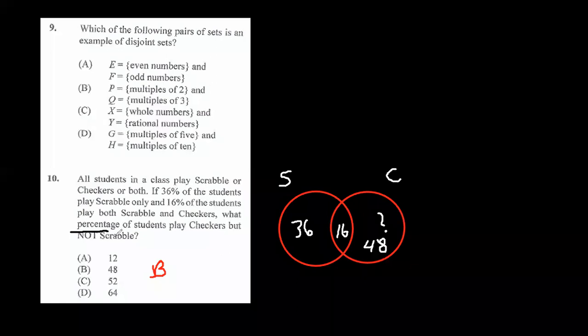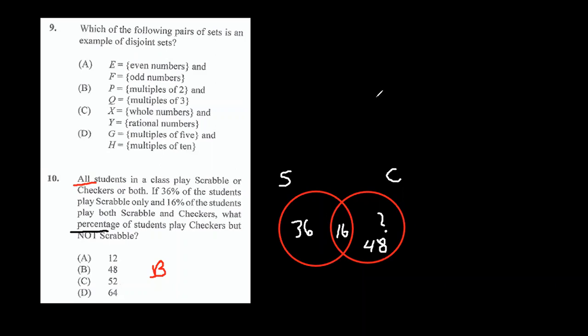So the elimination, we can definitely eliminate when we realize the number doesn't add up to 100. All right? And they said every student, all the students play. So there are no students that don't play Scrabble or checkers. So if you add 36 plus 16 and you add it to 12, you will not get 100. You get more than 100. And if you add 64, you're going to get even more. So the correct answer is going to be B. Any questions here?